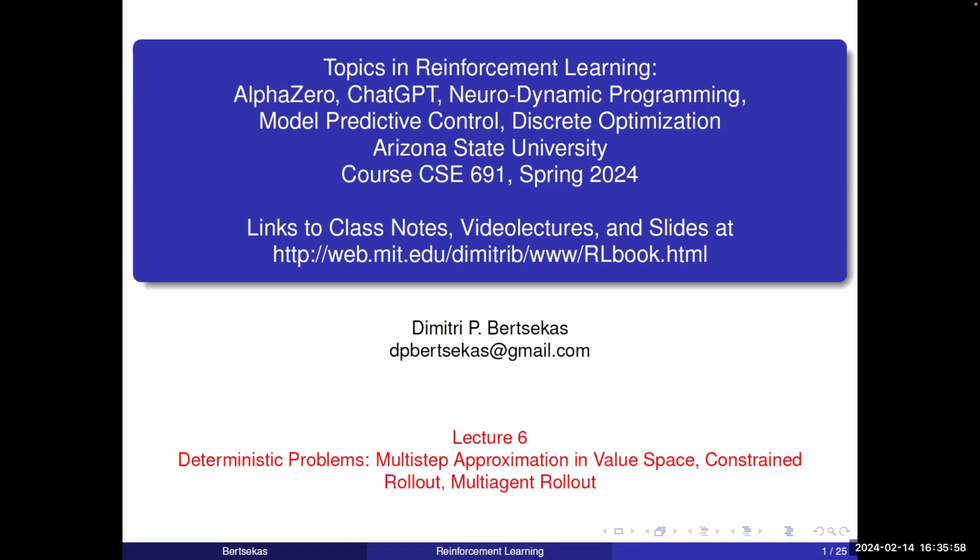Okay, so welcome to lecture 6 of Topics in Reinforcement Learning for CC 691. Today, we're going to continue our discussion of deterministic problems and look in more depth at multi-step approximation in value space. We're going to look at constrained optimization and also multi-agent rollout to address some techniques that you'll need for your current assignment.